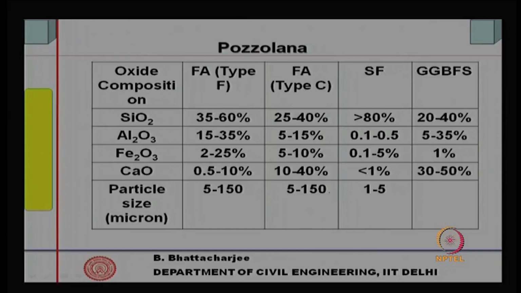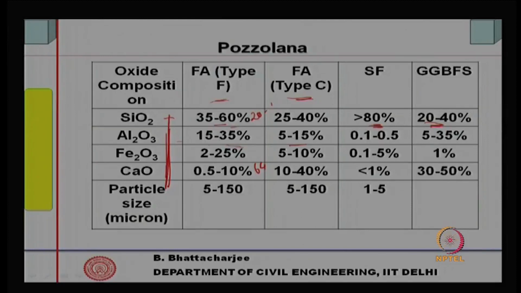Typically, some of those pozzolanas I have just listed down. For example, fly ash type F, I will discuss type F later on, and type C is another kind of fly ash. You can see silica fume SiO2 is more than 85% in fact, GGBFS SiO2 is of this order, and Al2O3 aluminum oxide. So, their oxides are same as cement. In ordinary Portland cement, this was around 64-65%, this is around 20%.